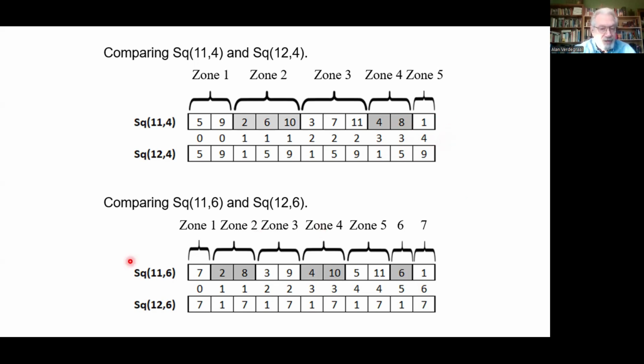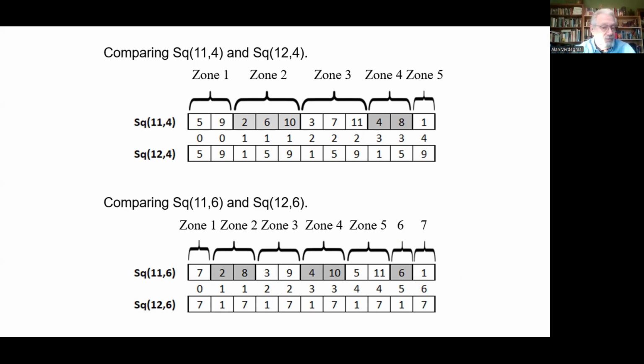And again, if we look here at a different row, the sixth row of both square of 11 and square of 12, we see again zone 1, we don't subtract anything. Zone 2, we subtract 1. Zone 3, we subtract 2. Zone 4, we subtract 3. Zone 5, we subtract 4. Zone 6, we subtract 5. Zone 7, we subtract 6.